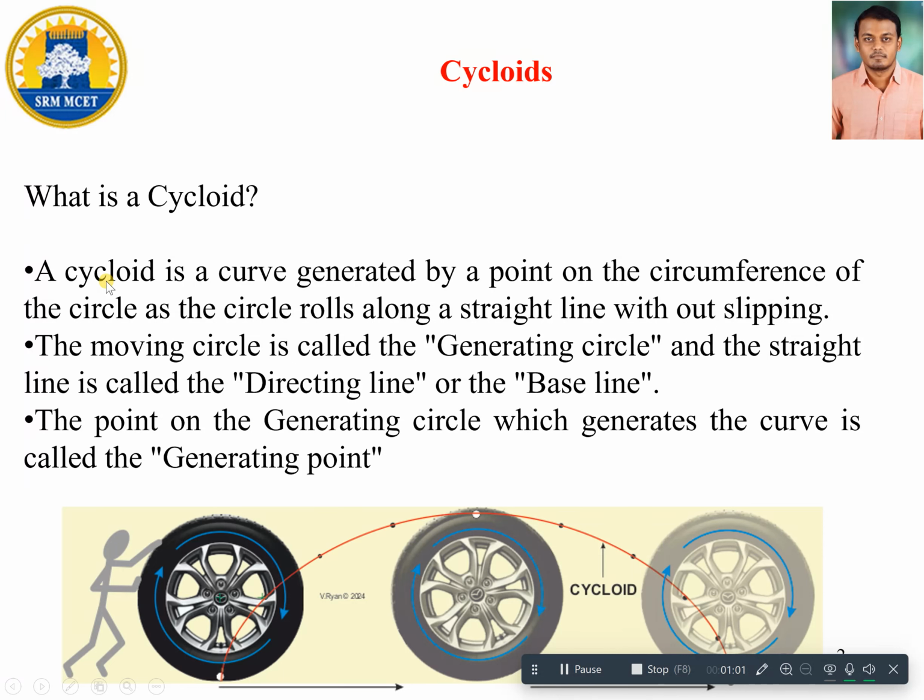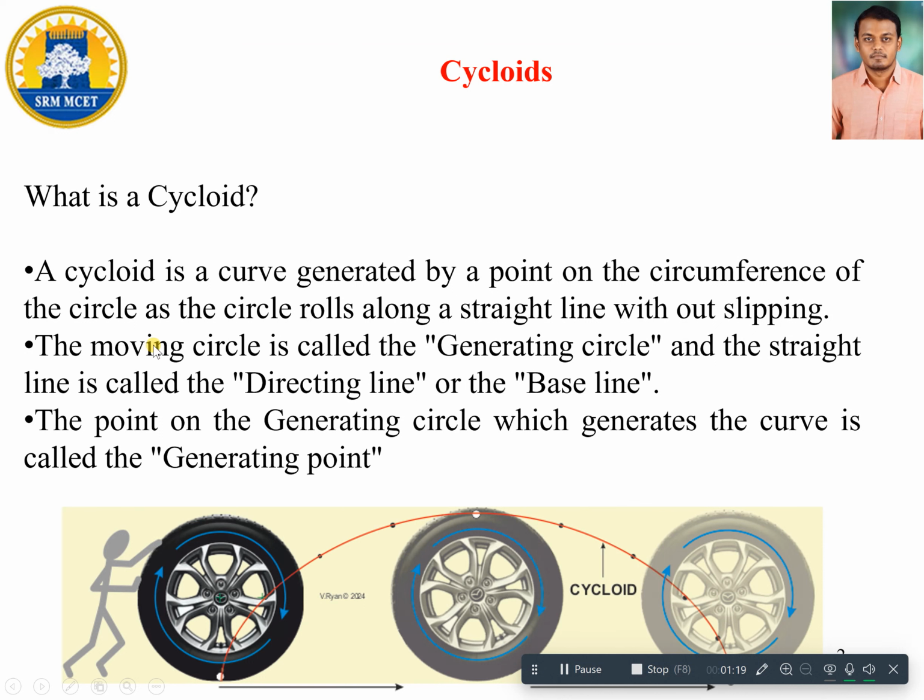So once again, let us see what is cycloid. A cycloid is a curve which is generated by a point on the circumference of the circle as the circle rolls along a straight line without slipping. During this process of movement it should not slip and it should move in a straight line. That is the condition which is necessary for generating this cycloidal curve.